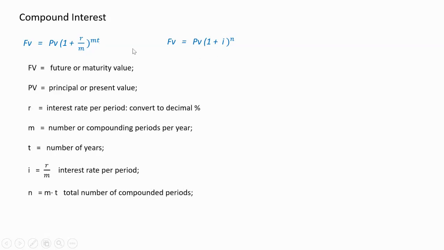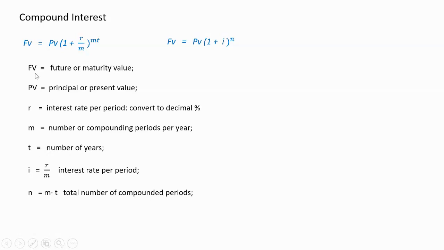Now let's start 5.2, compound interest. Okay, for compound interest, there's two formulas that they use, right? But this formula eventually is the same thing on the right. But the only difference is that i is equal to r divided by m, and the n is m times t. You see here it is.